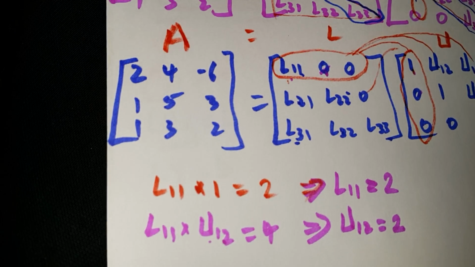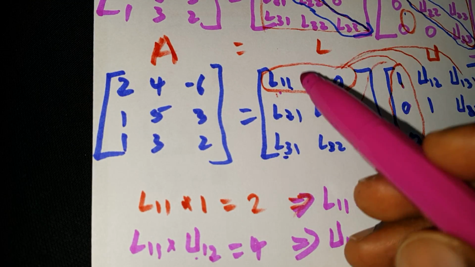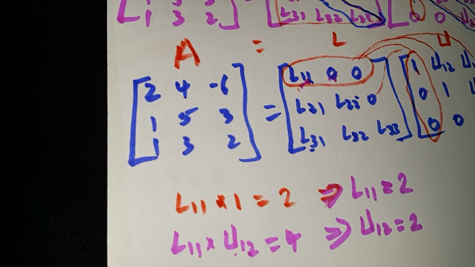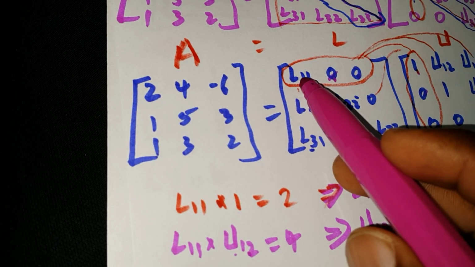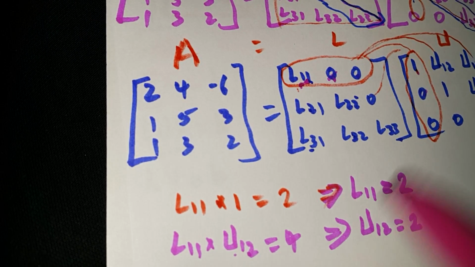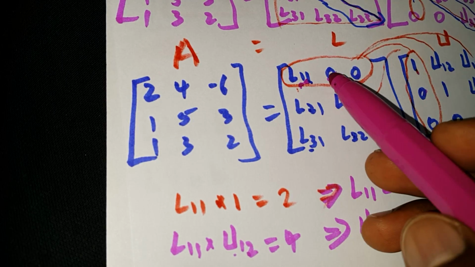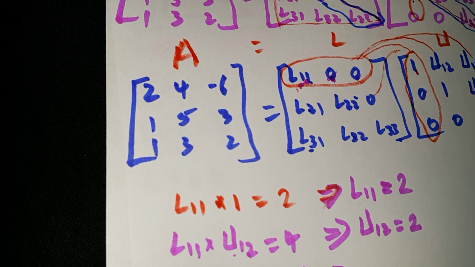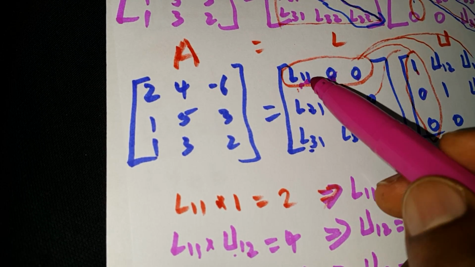What is our next multiplication? It is this one. So L11 multiplied by this times U13, plus this times this, which is 0, plus this times this, which is 0. So from here it is minus 6. So 2 times U13 is equal to minus 6. So from here, we have U13 is equal to minus 3. Okay, now we are finished with the first column and first row.